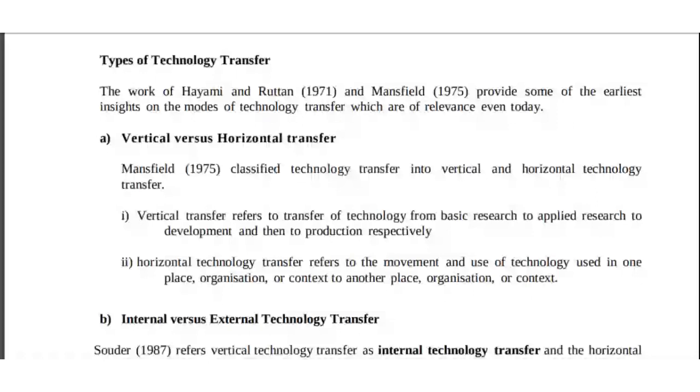It starts with the two types of research. So there is basic research, then applied research, then development, and then production. So that is a vertical transfer. It starts with the research end. And let's now talk about the horizontal transfer.